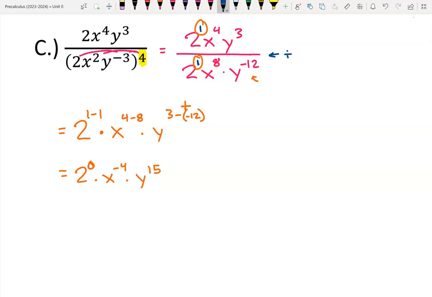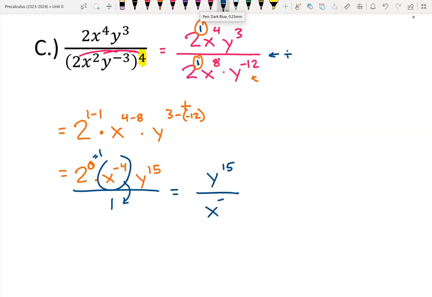So we have a couple things we can do to simplify. First off, anything to the 0 power is equal to 1. And if I have a negative power, that moves to the bottom. So I have 1 times y to the 15th, so that's just y to the 15th, over x to the negative 4. Not negative, sorry, when we move it, it becomes positive. And that would be our result.